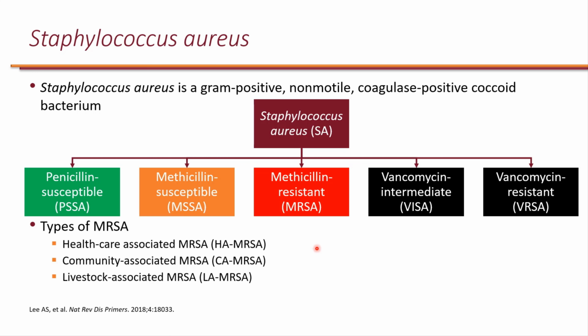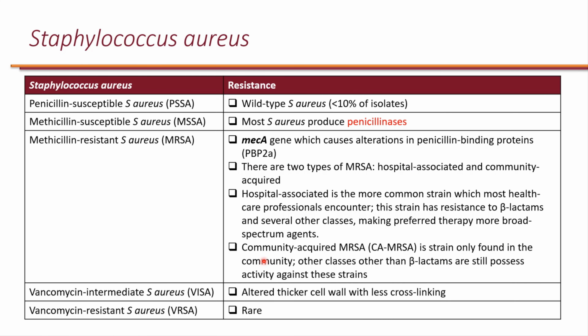Now, MRSA is clinically important, and in general, there are different types of it. So we have healthcare-associated MRSA, and then we have community-associated MRSA. Now, there's also livestock-associated MRSA based on the antibiotics that are used in animals and in food production. But clinically, we basically break these down into healthcare-associated MRSA or community-associated MRSA. And healthcare-associated is the more common strain which most healthcare professionals encounter.